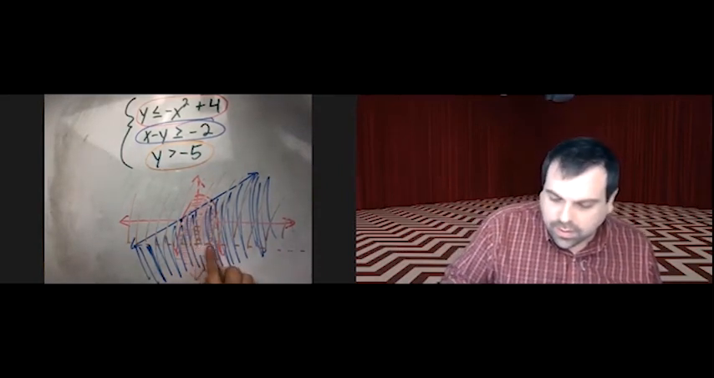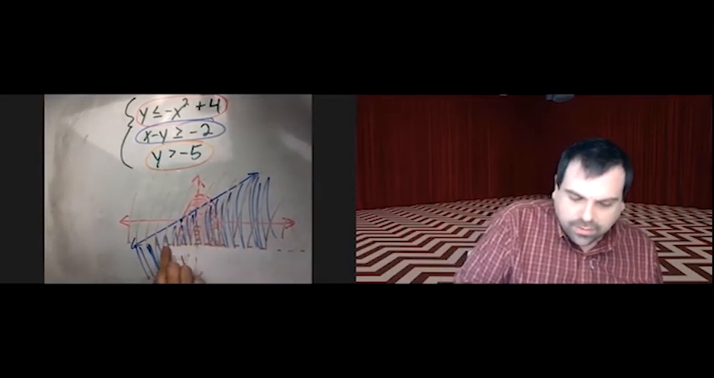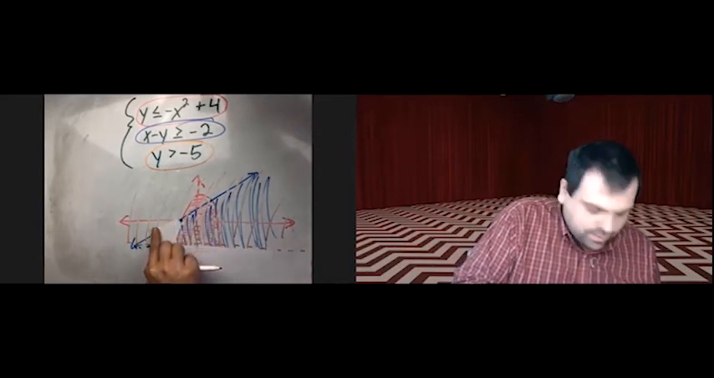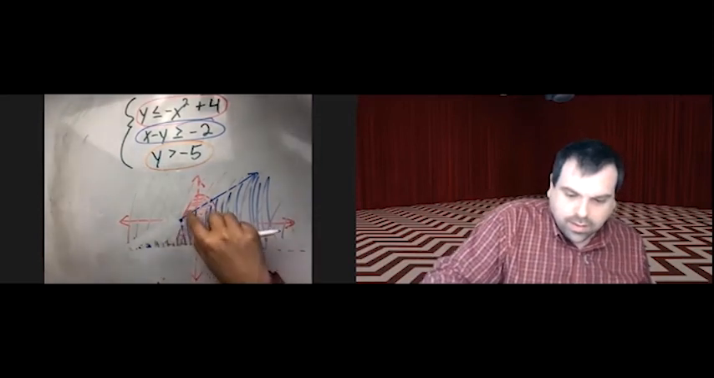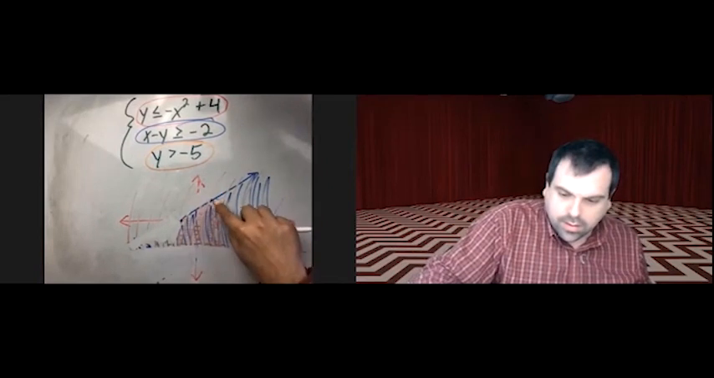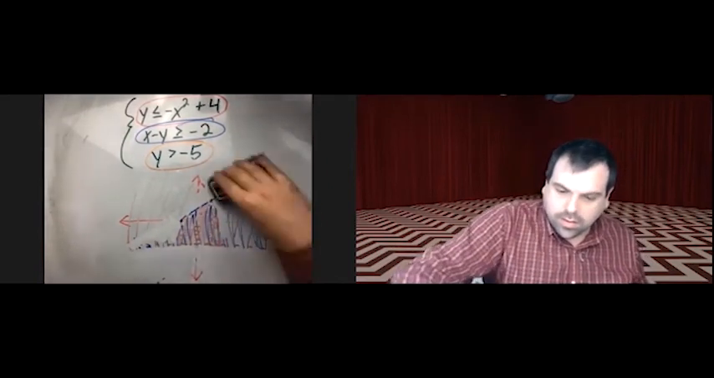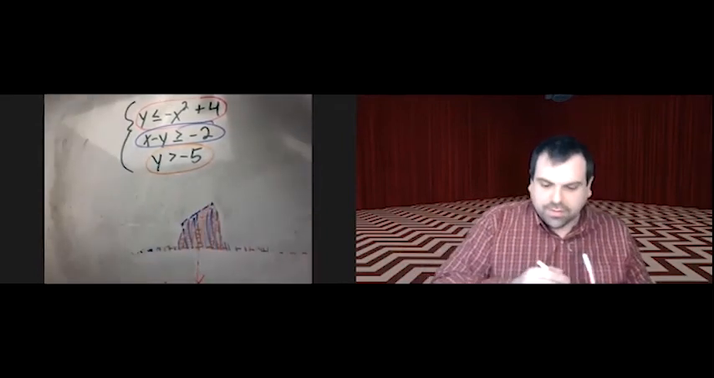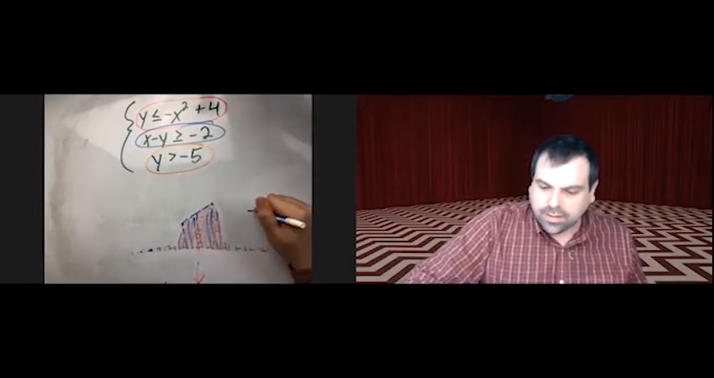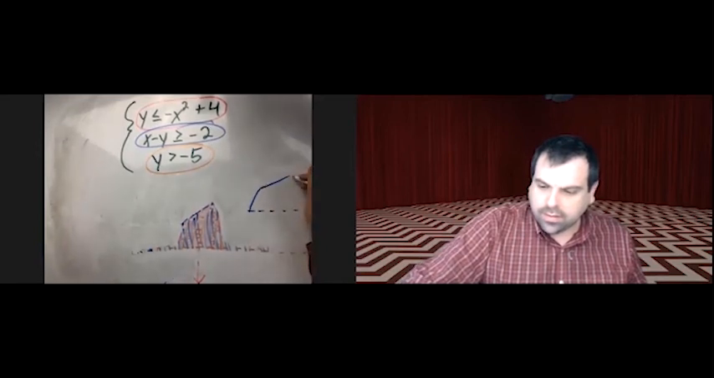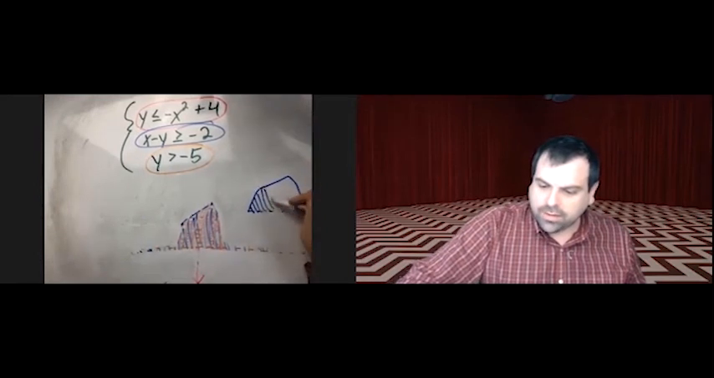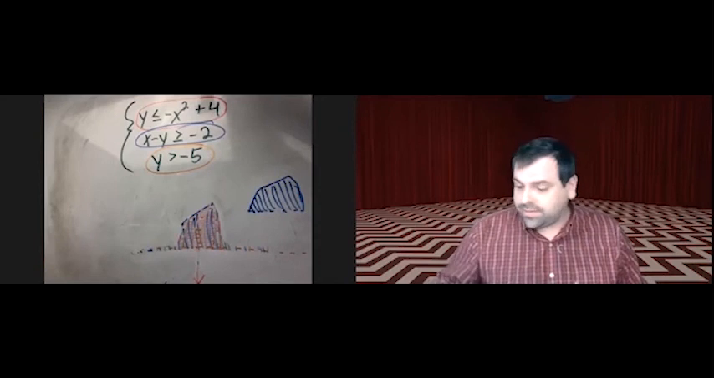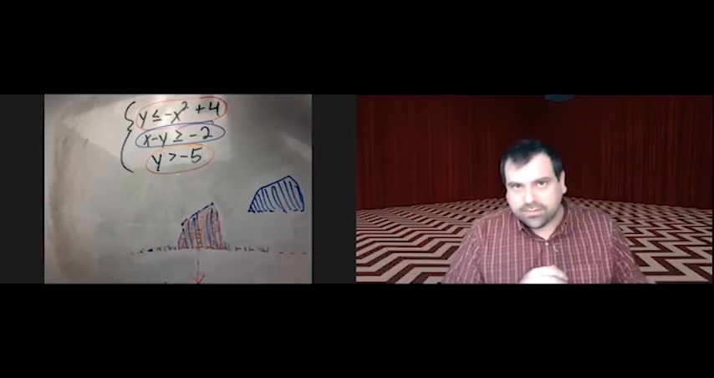Well, only the part above that line and inside the parabola would make it into the final answer. So it's almost like we have this weird shape here, the intersection of all three shaded regions. So that's what a system of inequalities is and how we would deal with that.